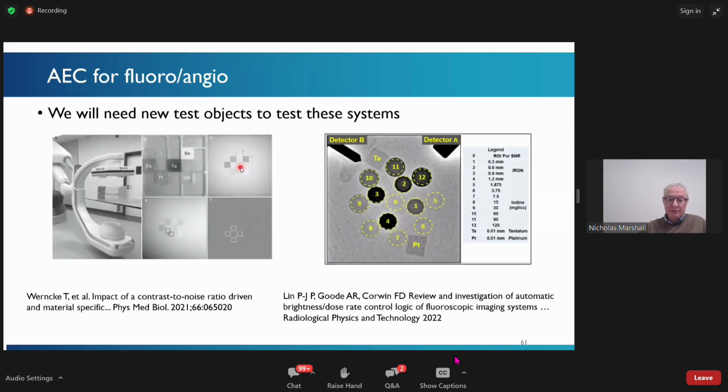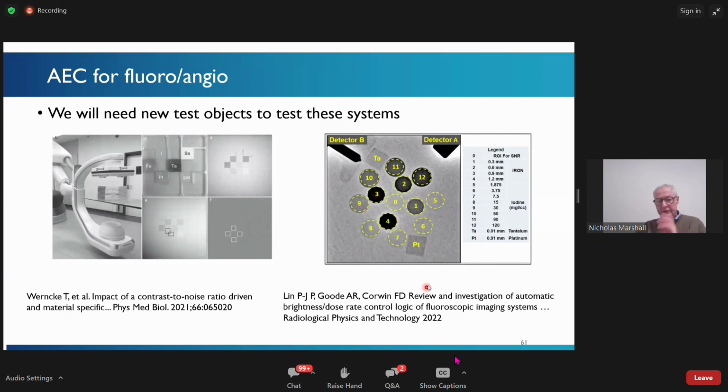At the moment, this characterization that I showed earlier on doesn't have any test object in the beam. It just has PMMA, and we should probably have some details in there that have some kind of composition that's relevant to the clinical tasks like iron, barium, tantalum, iodine, etc. And we will need test objects like this. And there's a working group in the IPEM looking at this, and there will be a report coming out soon, I think, on this.